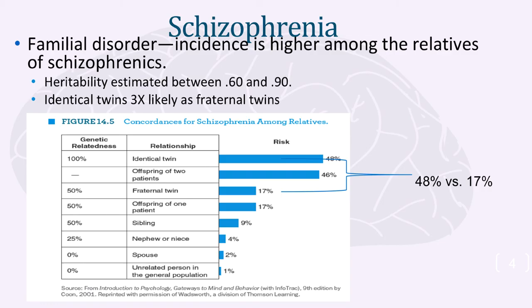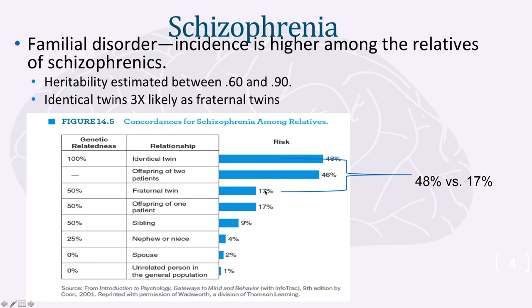Now we look at the role of genetics. We're going to be doing this for all the conditions that we look at in this chapter. We're going to definitely be looking at the role of genetics. We see with schizophrenia that there is definitely a higher incidence among relatives of people with schizophrenia. The heritability is estimated to be between 0.6 and 0.9. That's really pretty high. Identical twins are 3 times as likely as fraternal twins to both have schizophrenia.